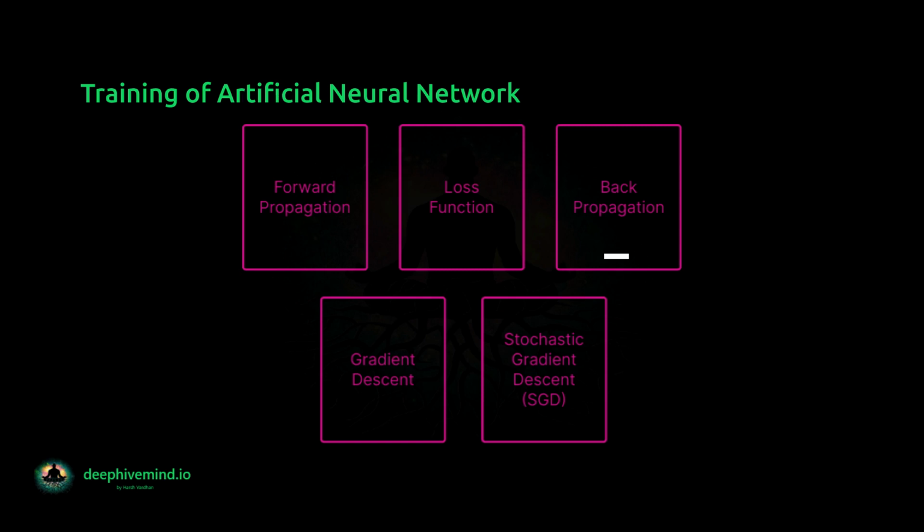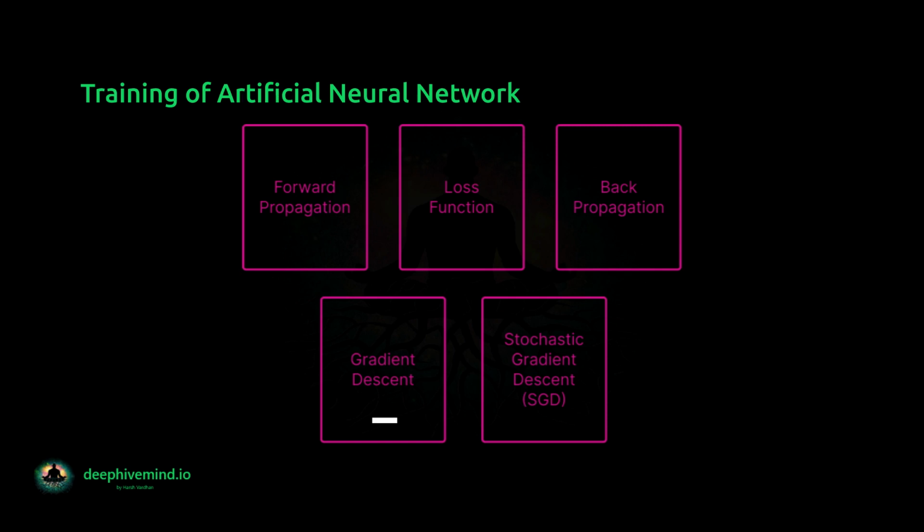Backpropagation. This is the process of adjusting the weights in the network to minimize the loss function. The error is calculated by comparing the network's output to the desired output. The error is then propagated back through the network, and the weights are adjusted in a way that reduces the error.